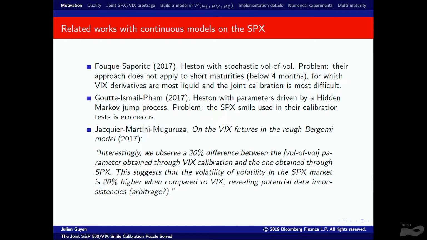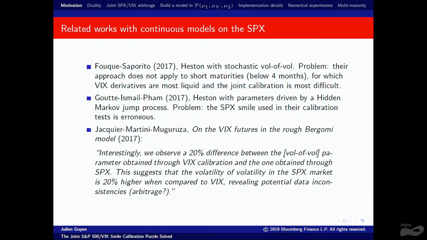Let me skip maybe this one. And a recent paper by Jacquier, Martini, and Muguruza also mentions that, for instance, in the rough Bergomi model, you have a 20% difference between the vol of vol parameter obtained through VIX calibration and the one obtained through SPX. This suggests that the vol of vol in the SPX market is 20% higher when compared to VIX, revealing potential data inconsistency, arbitrage, question mark. So clearly, this is not correct, because the fact that this class of models cannot explain market data, is not consistent with market data, does not mean that there is an arbitrage.